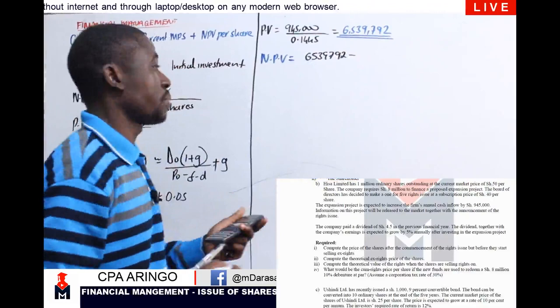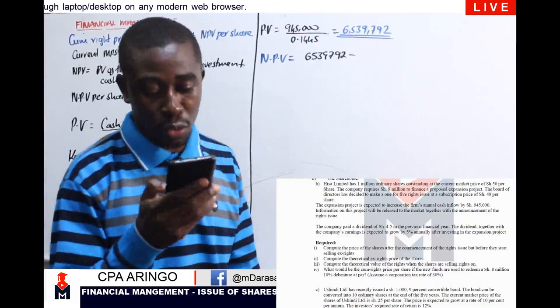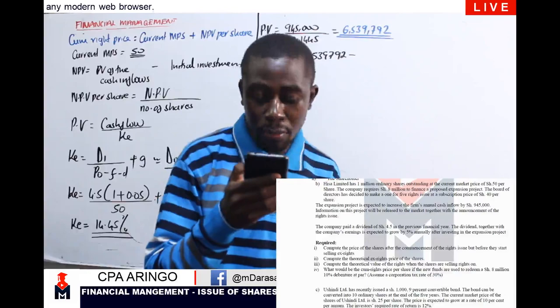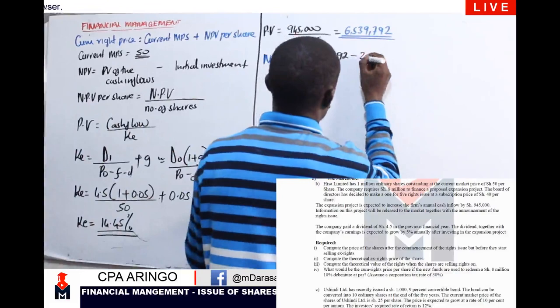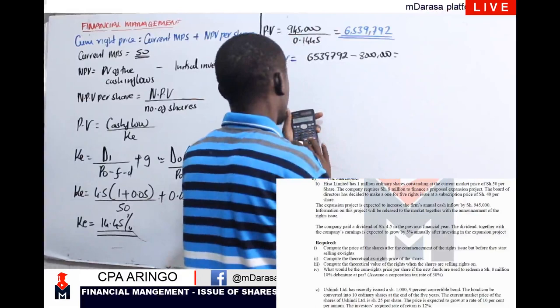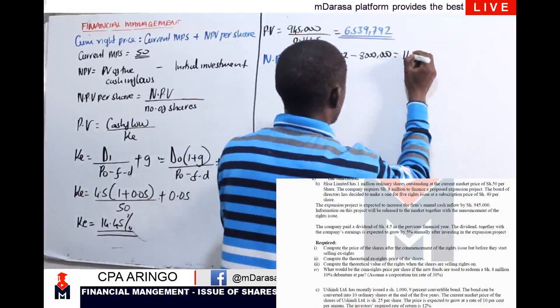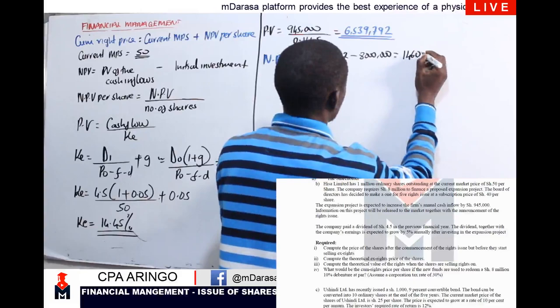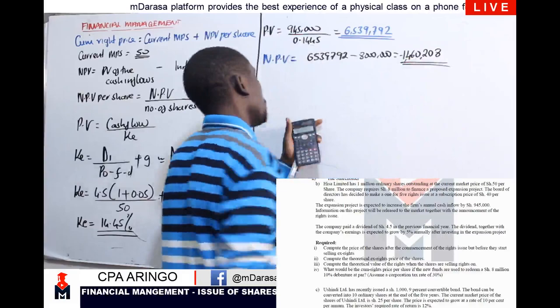What is the expected outflow? How much do I need to invest? In that case, we're told that we needed to invest how much? 8 million, right? The company requires 8 million. That is what we needed to invest. So I'm having minus 8 million here. So therefore, we can agree and say that I'm having an NPV of minus 1,460,208. So definitely this is a negative NPV, right? Which clearly shows it is not desirable.